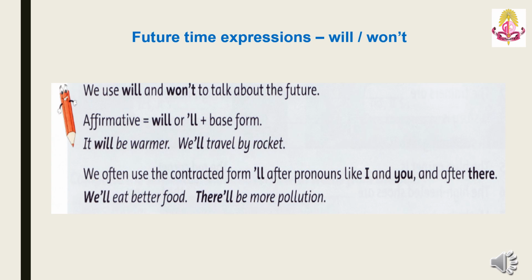So, to recap, we use will and won't to talk about the future. When something is going to happen, we use the affirmative will. It will be warmer. We'll travel by rocket. And we often use a contracted form, apostrophe double L, which we pronounce ul, after pronouns like I and you, and after there. We'll eat better food. We will eat better food. There'll be more pollution. There will be more pollution.